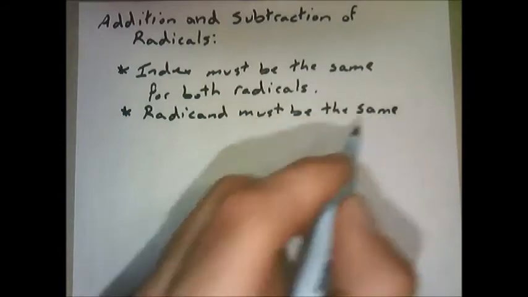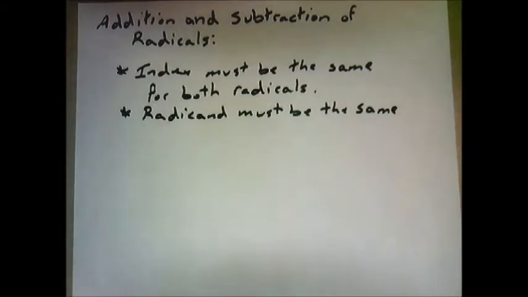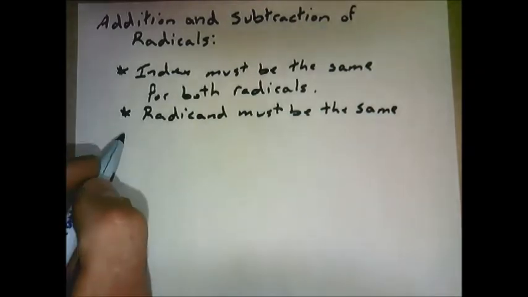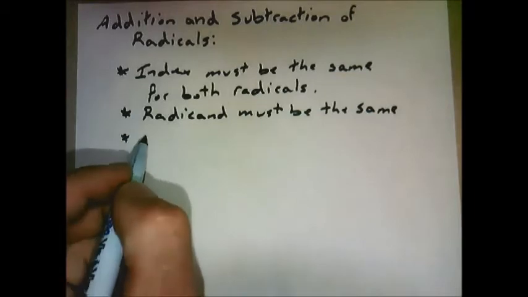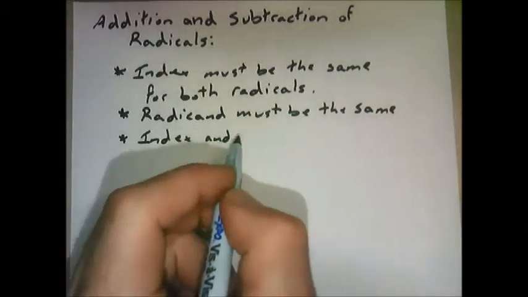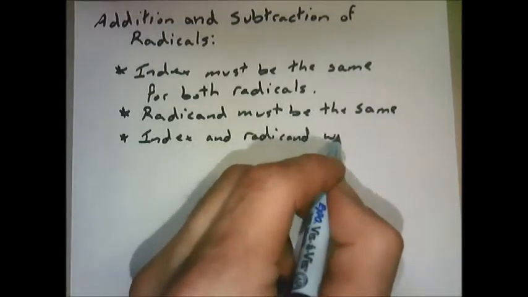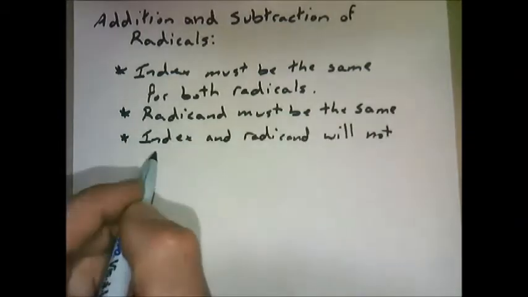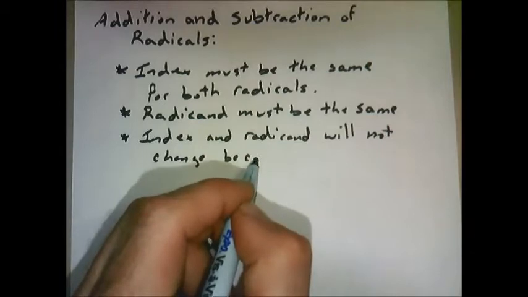This was not the case with multiplication. Remember, in multiplication, you can multiply the two radicands together to get a different radicand. In this case, our radicands and our indices must be the same. And the final thing we're going to see is that the index and the radicand will not change because of addition or subtraction.